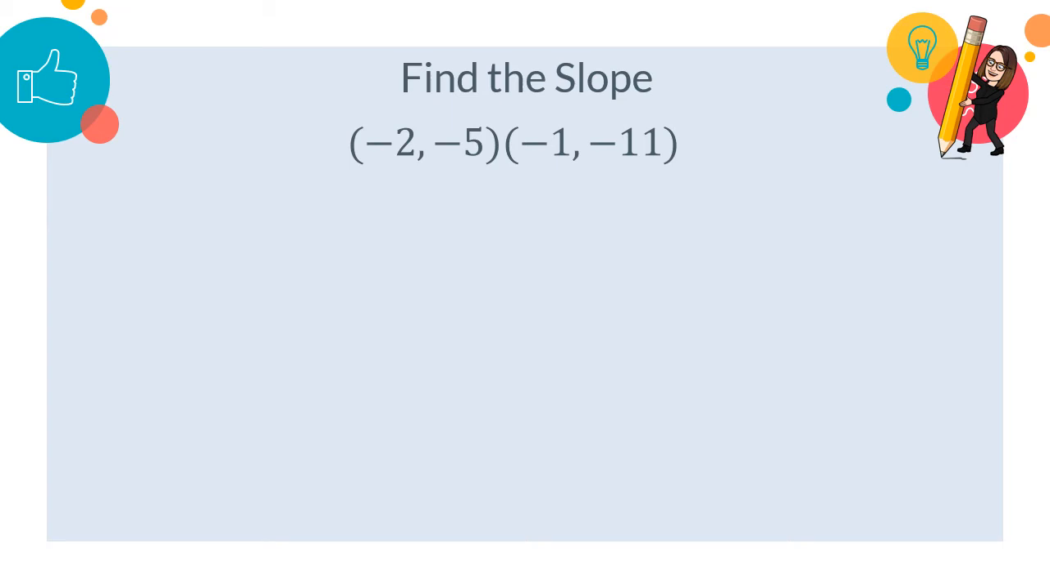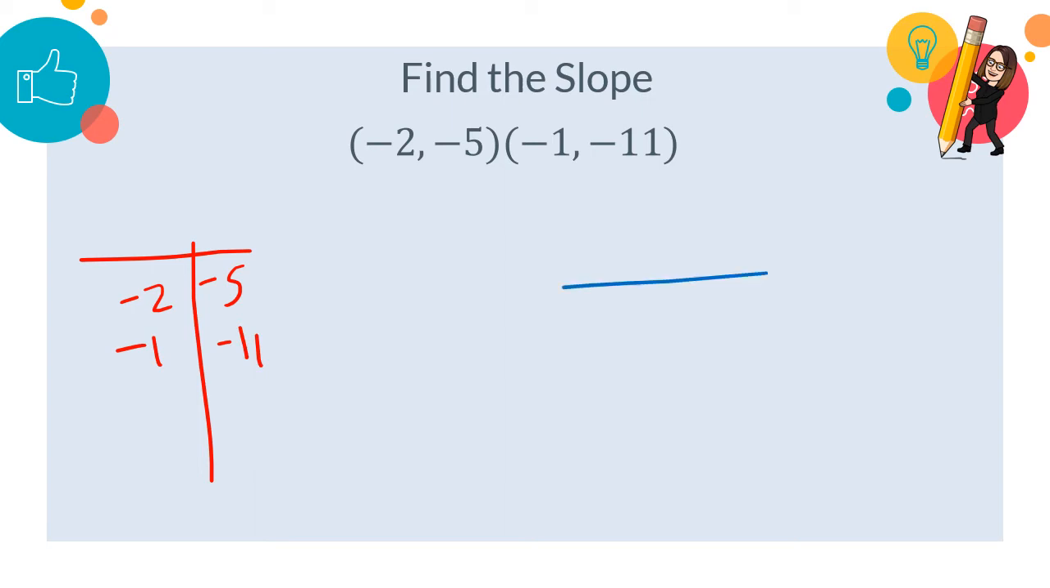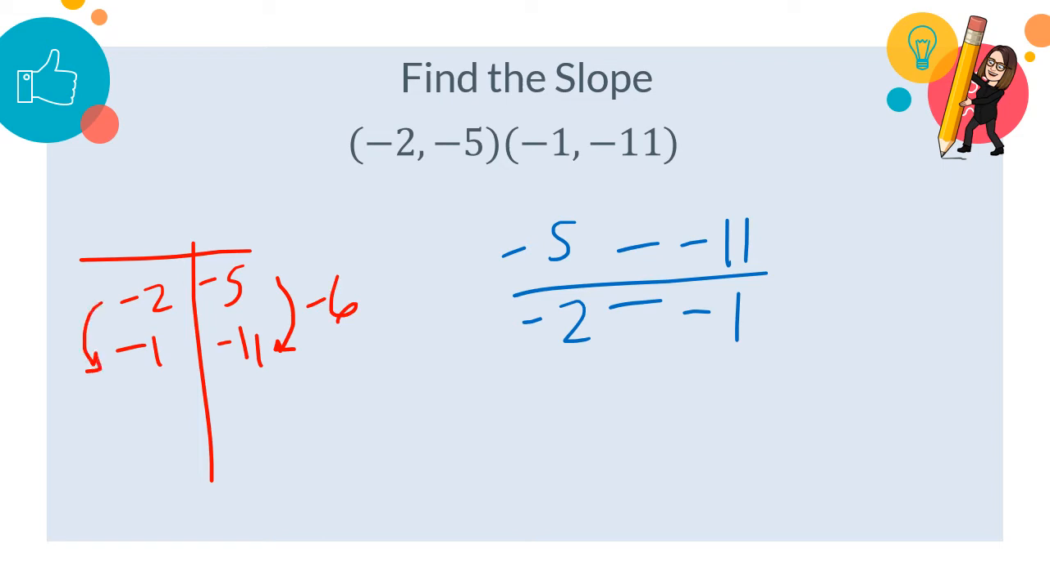Let's take a look at this one. I can choose table, or I can choose formula. So let's look at formula. -5 to -11, that's getting colder, so -6. -2 to -1 is getting warmer by 1 degree. This would get me to a -6 over +1.